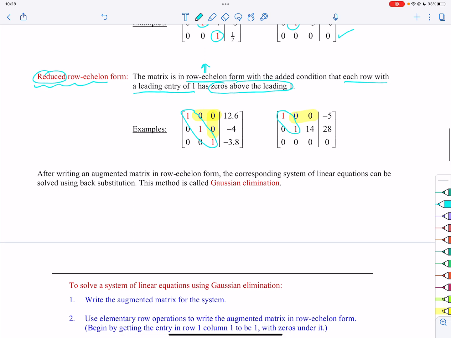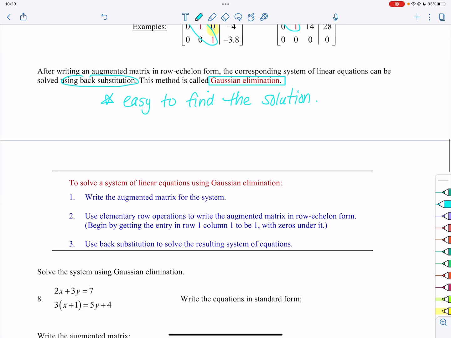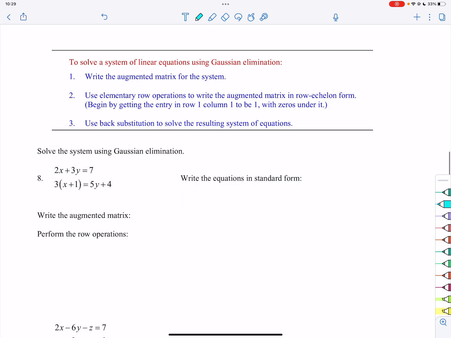After writing an augmented matrix in row echelon form, the corresponding system of linear equations can be solved using back substitution. They are very easy to solve. This method is called Gaussian elimination. So to solve a system of linear equations using Gaussian elimination, we're going to first write our augmented matrix. That's not too difficult. Then we're going to use elementary row operations that we did practice already, and write the augmented matrix in row echelon form. And then we'll use back substitution to solve the system.